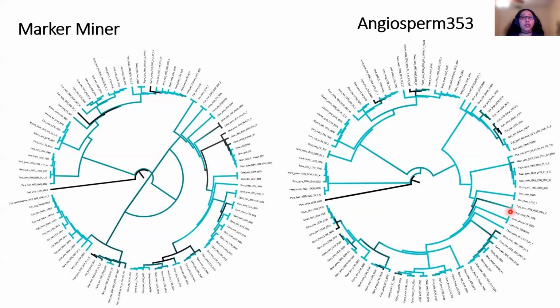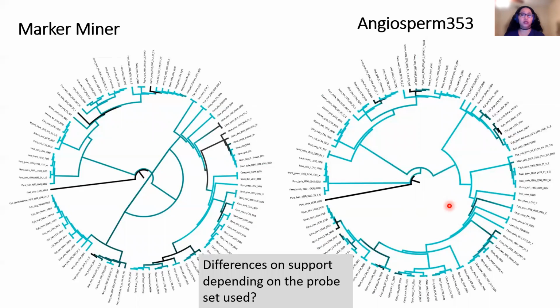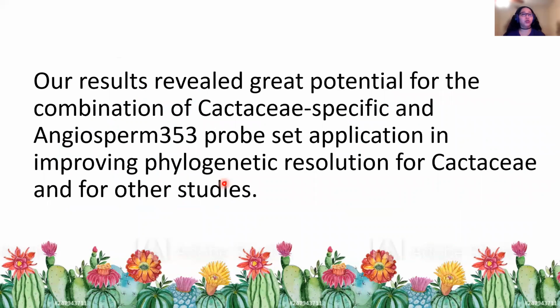Of course, there are exceptions, but I think we observe a trend in these two probe sets, and it's worth continuing to study and explore. And with that, I want to conclude that our results reveal great potential for the combination of a Cactaceae-specific probe, the Marker Miner set, and the Angiosperm 353 probe set. And not only the combination of these two, but the study of each separately with Cactaceae and other clades inside Cactaceae.